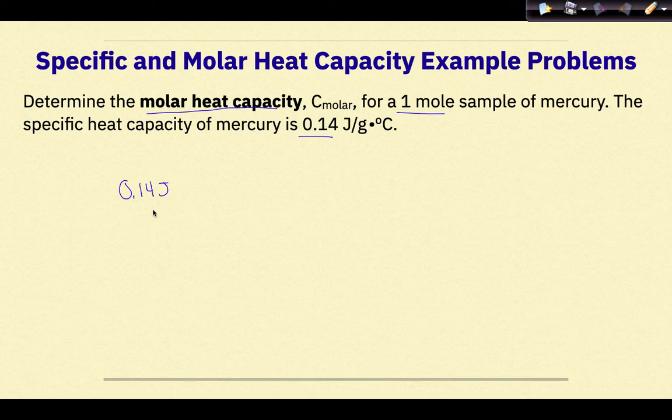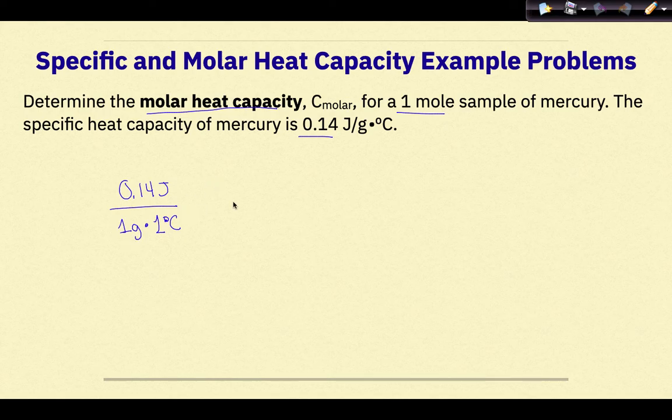0.14 joules per 1 gram times 1 degree Celsius. That's a degree symbol. Okay, now I'm in grams. This is representing 1 gram of mercury. I want to be in moles.